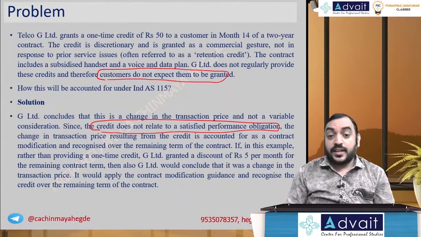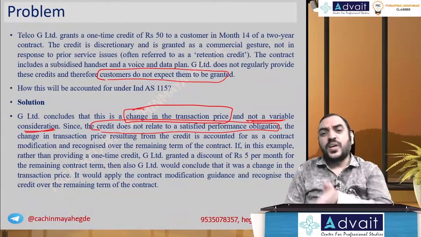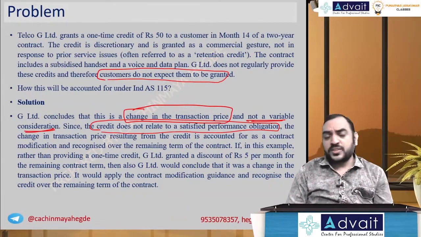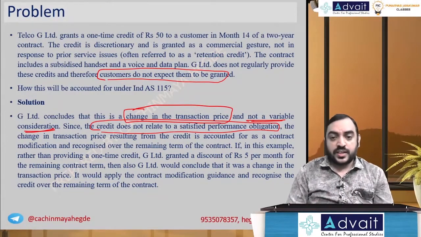It is accounted therefore as a change in transaction price, not a variable consideration, because it was not considered earlier. There was no expectation earlier. There is no performance obligation. So it's a change in transaction price, not a variable consideration.